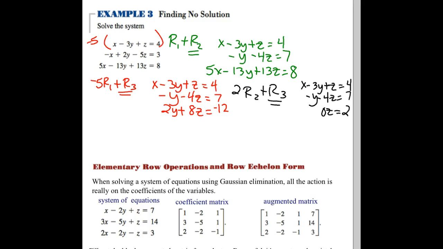So in this last line here, we're getting a false statement. 0 times z cannot be 2. We say there's no solution to this system. Okay?